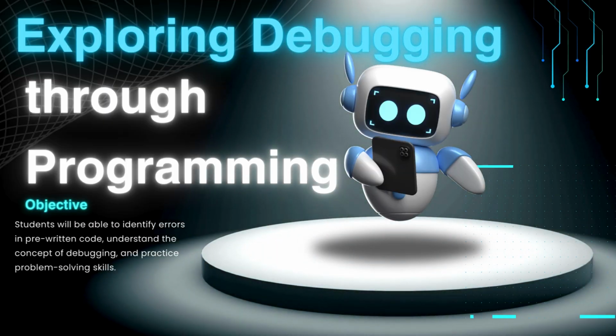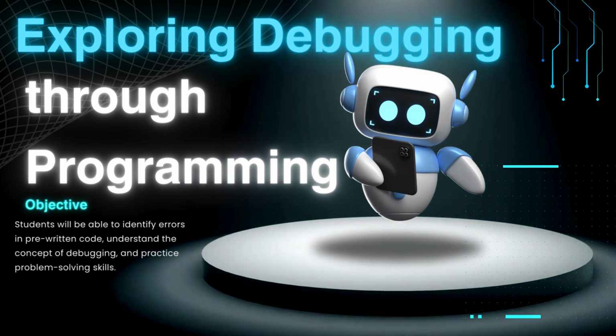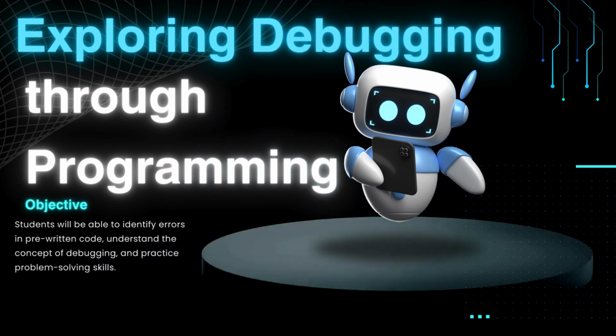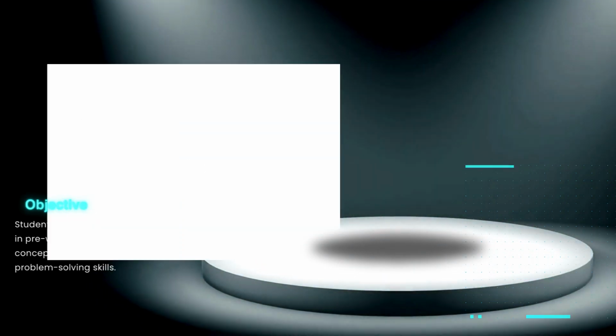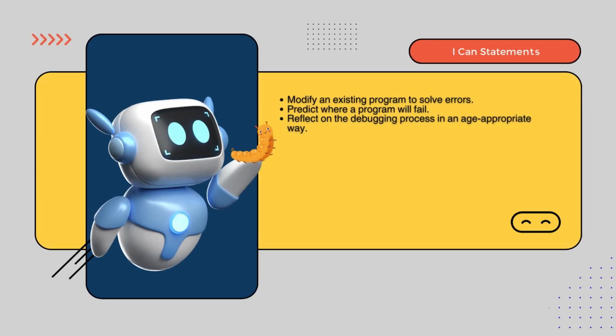In this week's lesson, you'll be able to identify errors in pre-written code, understand the concept of debugging, and practice problem-solving skills. You'll be able to modify an existing program to solve errors, predict where a program will fail, and reflect on the debugging process in an age-appropriate way.